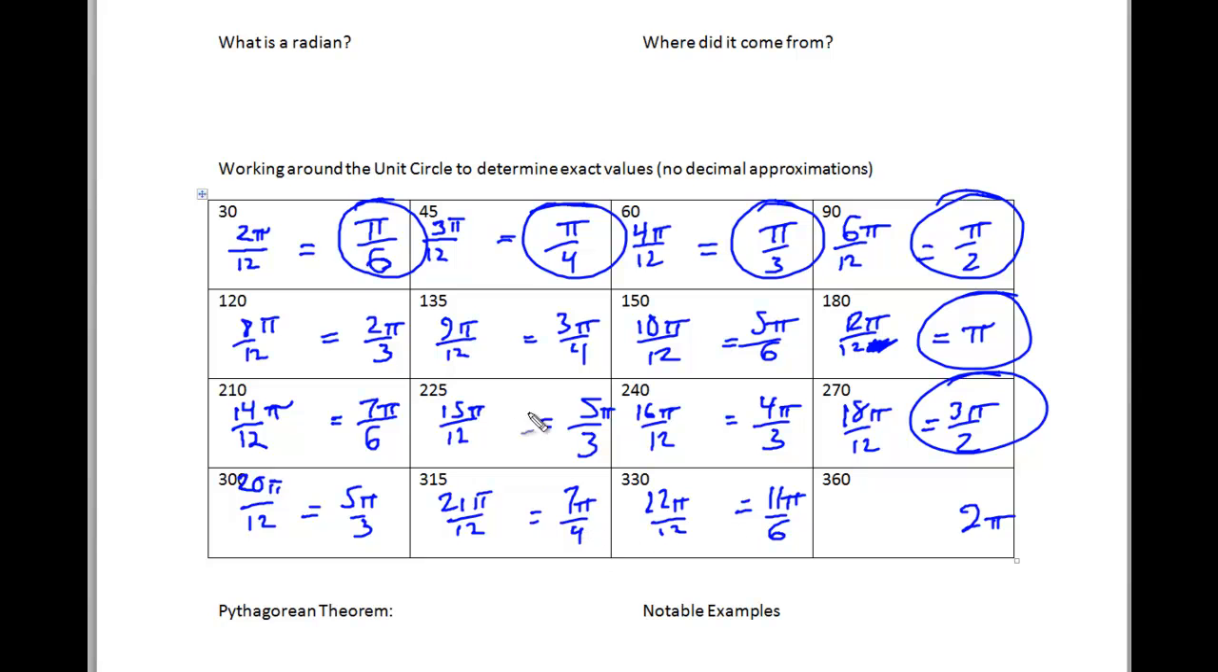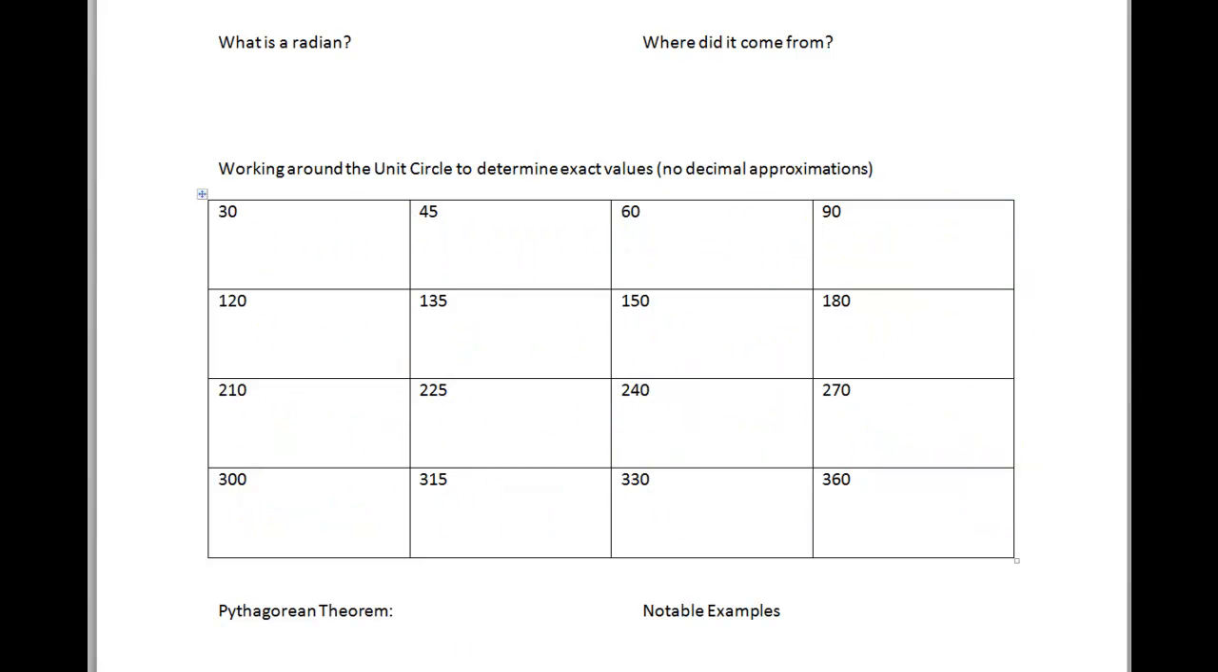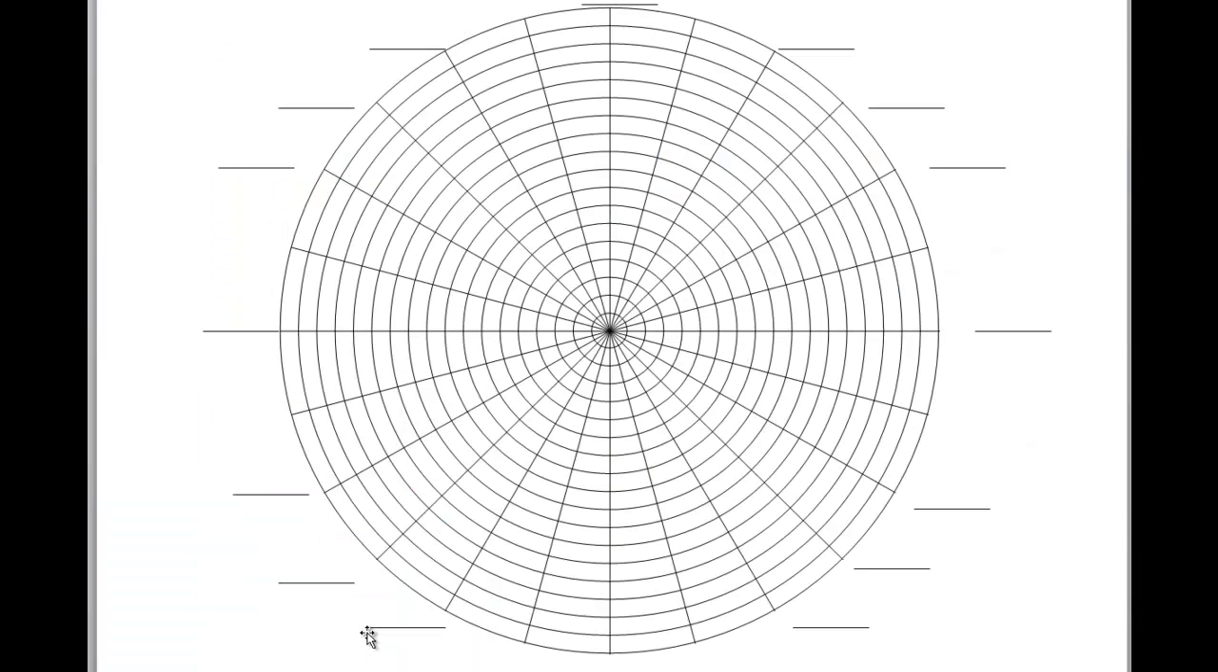So these are all things that can now be put back onto the unit circle. So we can go back over here and flip to the same design. And now we can go around the unit circle and put up the things that we just learned.